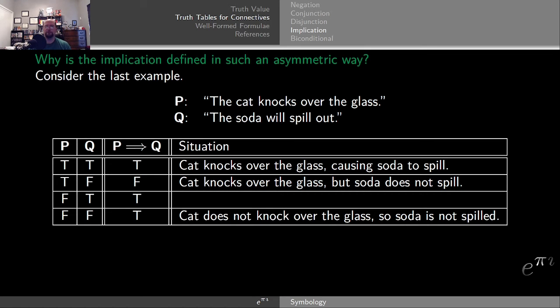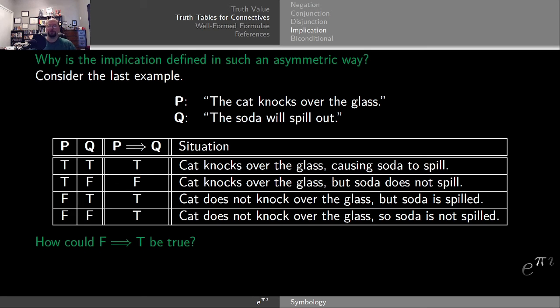That leaves, however, this one. False implies true is regarded as true, as validating or at least not violating the implication. So why is this one regarded as true as opposed to the other one? Well, here's the situation. The cat doesn't knock over the glass, but the soda spilled anyway. So why is this one regarded as not violating the implication? Well, the trigger isn't there. The cat knocking over the glass. The cat didn't knock over the glass, but the soda spilled anyway. So how can that be true? How can the soda get spilled if the cat didn't do it? Oh, it's because something else did it.